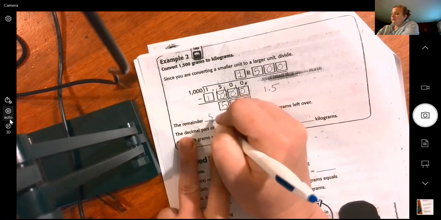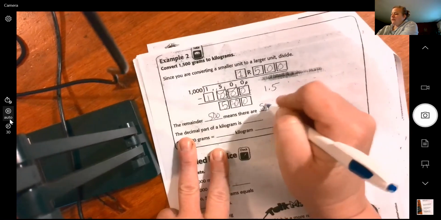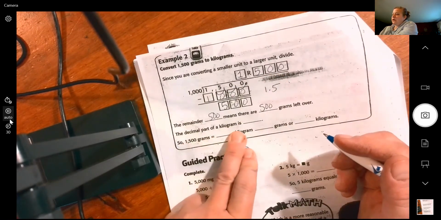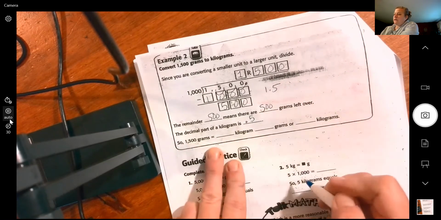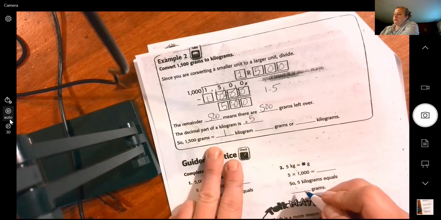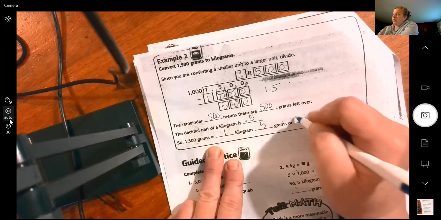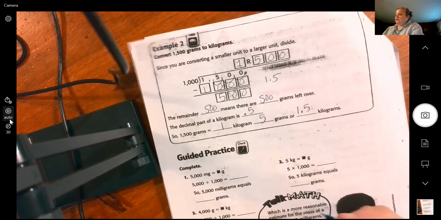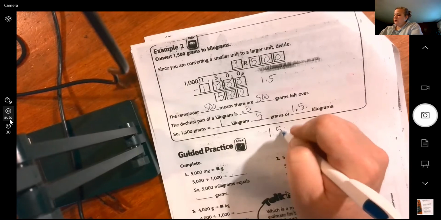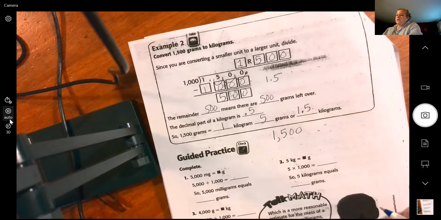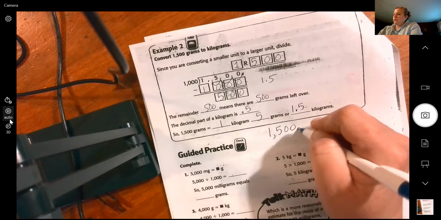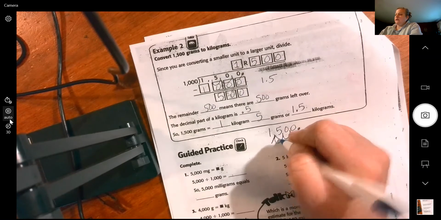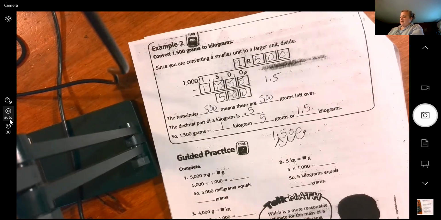The remainder of 500 means there are 500 grams left over, 500 out of 1,000. The decimal part of a kilogram is 0.5. So it's 1 kilogram and 500 grams, or 1.5 kilograms. And if you had used our trick from the beginning, it takes you right there. So if the remainder part seemed confusing to you, don't sweat it. Where's the decimal hiding? Behind the number. You're going to divide and move your decimal, 1.5.